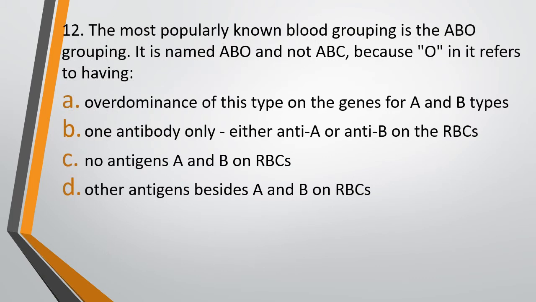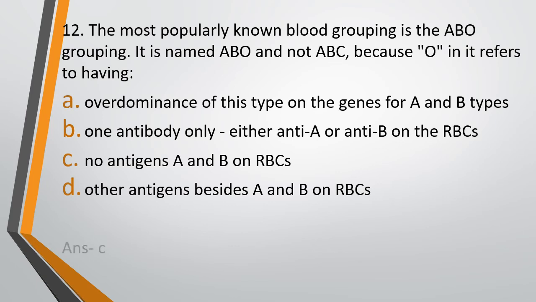Question number 12. The most popularly known blood grouping is the ABO grouping. It is named ABO and not ABC because O in it refers to overdominance of this type of gene for A and B types, one antibody only, either anti-A or anti-B, is found on RBC, no antigen A or B is found on RBC, or other antigen beside A and B is found on RBC. What does O of ABO blood group refer to?